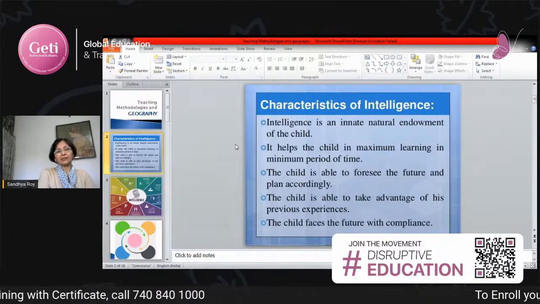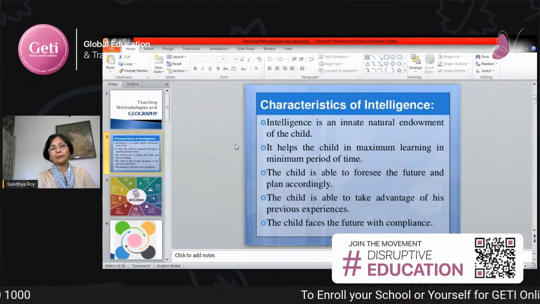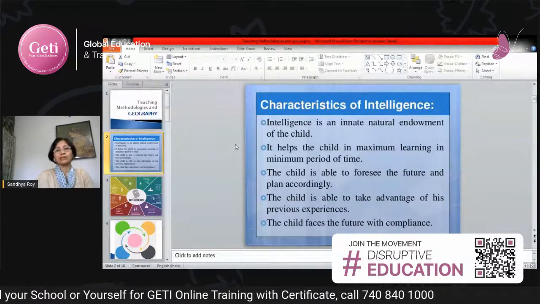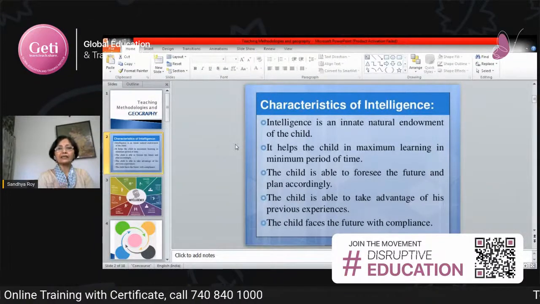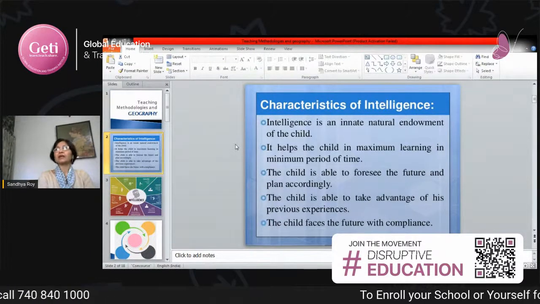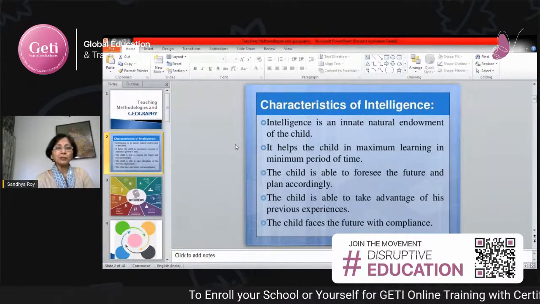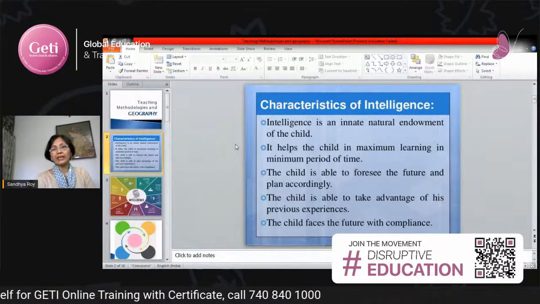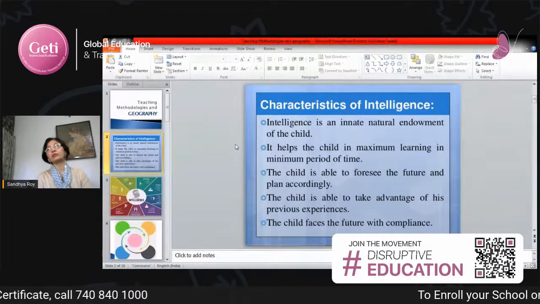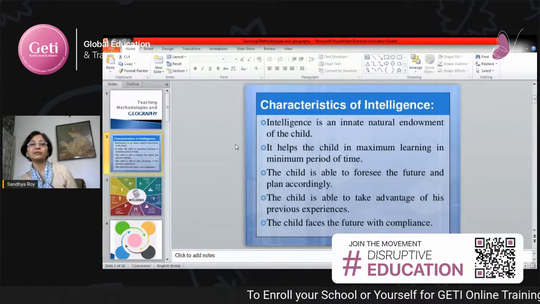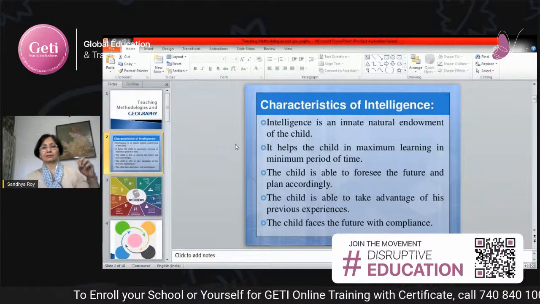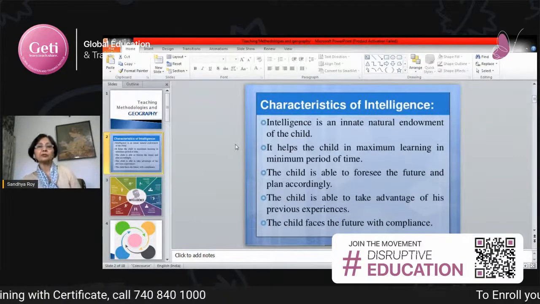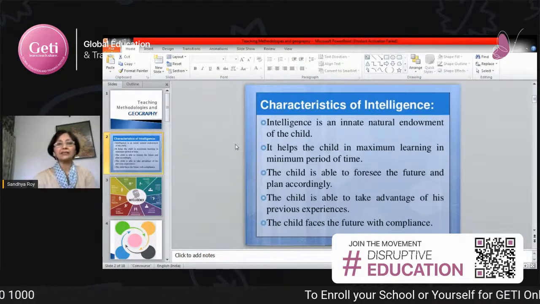So the initial stage, from when the child is born up till maybe 5 years, is the crucial time when we need to understand the child and give maximum opportunities to learn. That is why it is said that the presence of both parents is very important in this crucial period. The child is able to take advantage of previous experience. The more the child gets in the first 5 years, the more advantage of learning is applied in the future years also. So it is very important to understand how a child is learning.